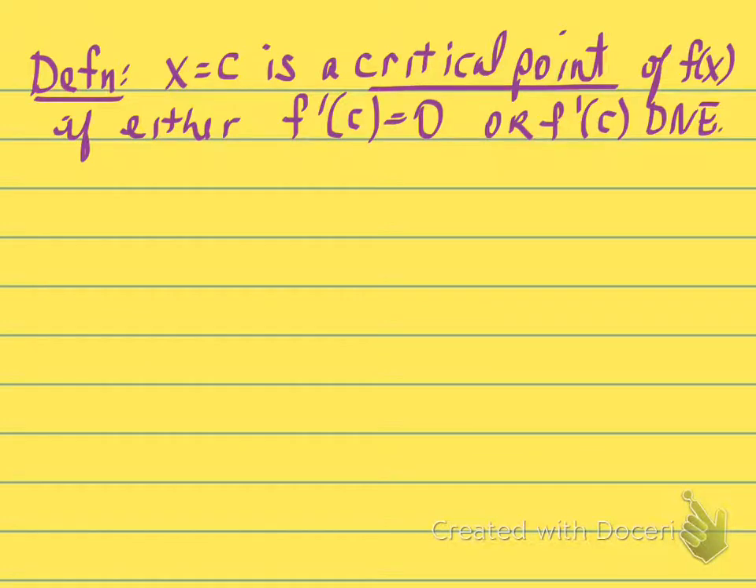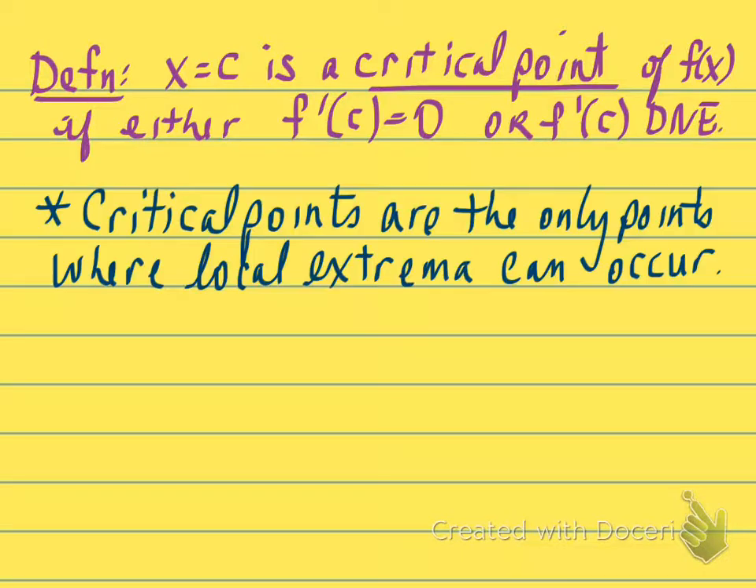So we're interested in determining where a function has its local extrema, its local maxes and its local mins. In order to find that, we're going to define a critical point. We say that x equals c is a critical point of the function f of x if either f prime of c equals 0 or f prime of c does not exist. And it's a fact that critical points are the only points where local extrema can occur.